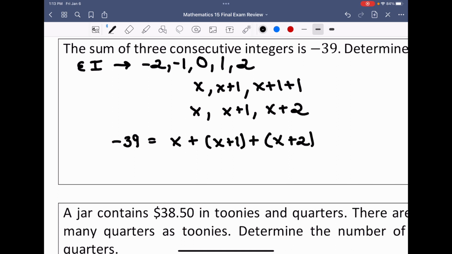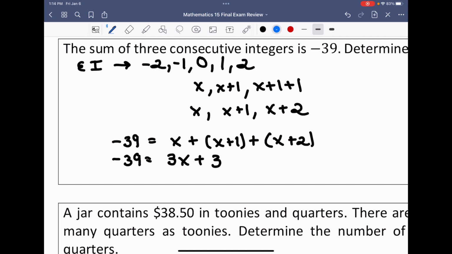If I take all those three consecutive integers and add them together, I'll get negative 39. So negative 39 is equal to, how many x's do I have on the right? 1, 2, 3. So I'm going to write this as 3x. How many constants do I have? Well, I have 1 and then 2. If I add those together, that's going to be plus 3.